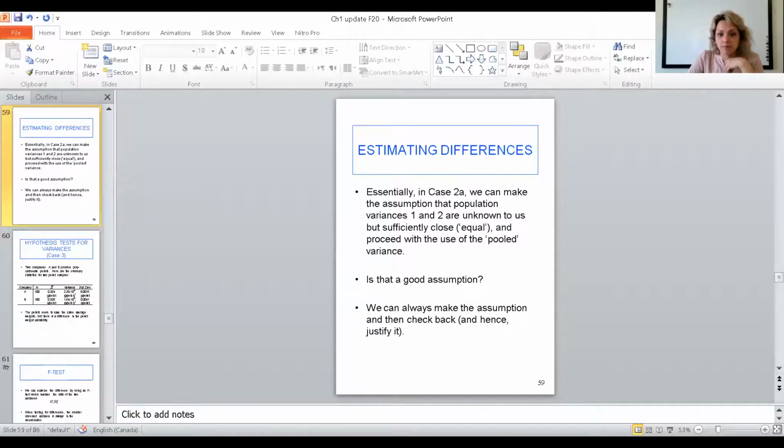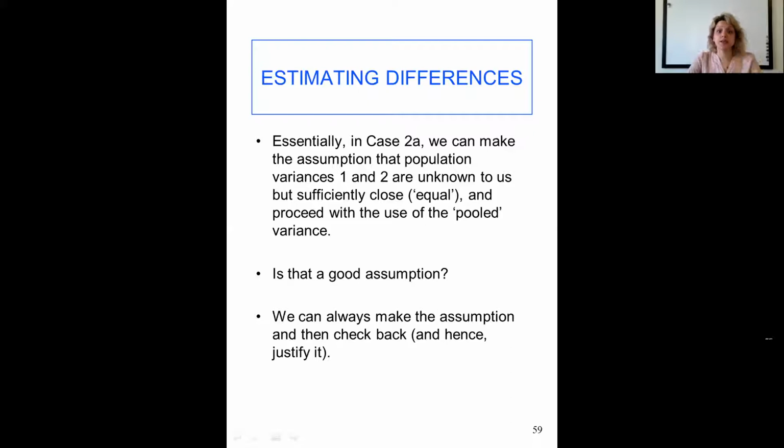So let me share my screen with you to have the notes. Look at here. Essentially, in case 2a, we can make the assumption that population variances 1 and 2 are unknown to us, but sufficiently close, like they are equal. We can consider they are equal and proceed with the use of the pooled variance. But is that a good assumption?